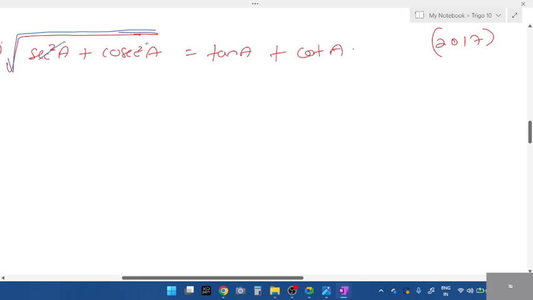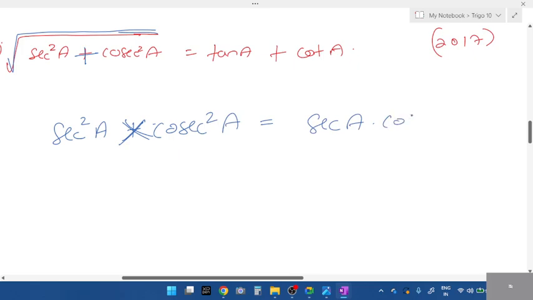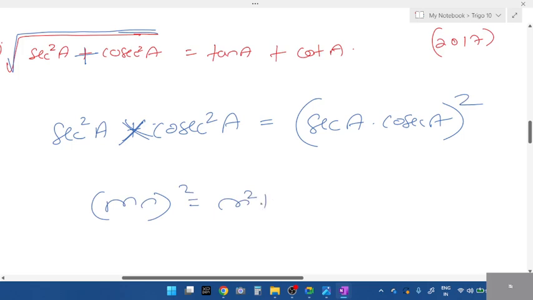You can cancel them. You can cancel it. This is wrong because there is addition, students. Addition. If it was multiplication like this, look here. Don't write. Listen. If it was multiplication, we could have written it together. You could have taken sec A into cosec A whole square. This is in the form of m into n the whole square, which is m square into n square. But what is m plus n the whole square? All of you will respond.